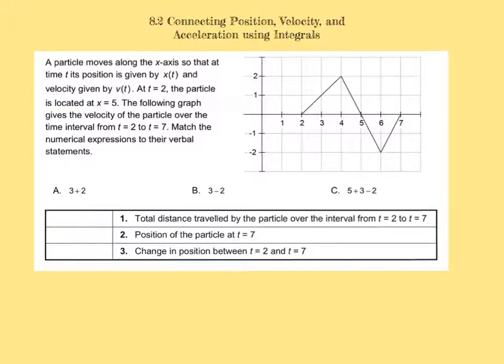And we can see here that we have a particle moving along the x-axis. Position is usually given by x of t. If it was moving along the y-axis, this would just be y of t. And velocity is v of t. Then they give us some information. At t of 2, the particle is located at x equals 5. So clearly that's not the graph of this. It says the graph gives the velocity. So this is the velocity graph.